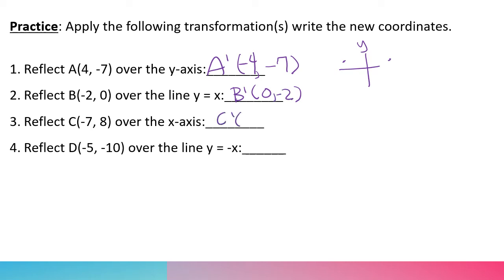If I reflect a point over the x-axis, and trust me, I am not afraid to draw these pictures because it really helps me visualize what's going on. When I reflect a point in the x-axis, the x-coordinate stays the same, and the y-coordinate is the one this time that changes signs. And then when I reflect something in the line y equals x, this is one of the few rules you'll just have to memorize. You switch the coordinates, and then you change both signs.